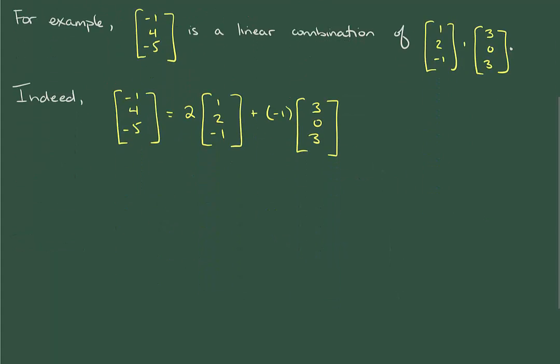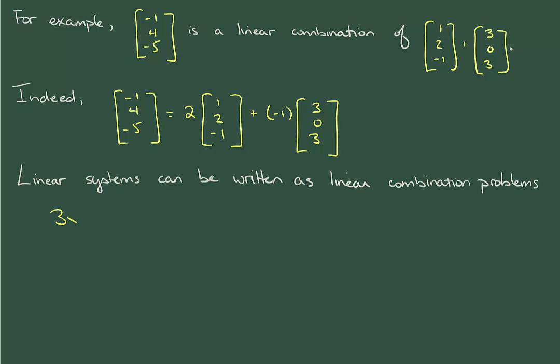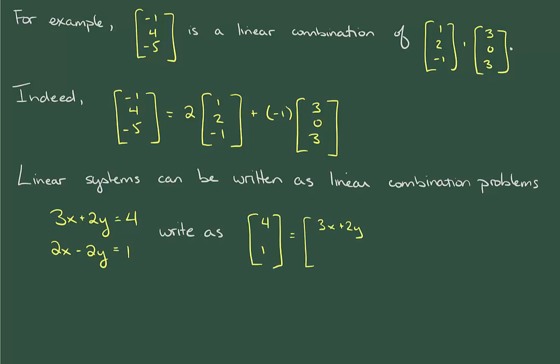left. Now, the reason that we're discussing linear combinations is that linear systems can be written as linear combination problems. To show this, let's recall our original example from the linear systems video. And I'm going to encode this by writing it as 2 equal vectors. So let's split the vector on the right into a sum of 2 vectors, those with the x terms and those with the y terms.